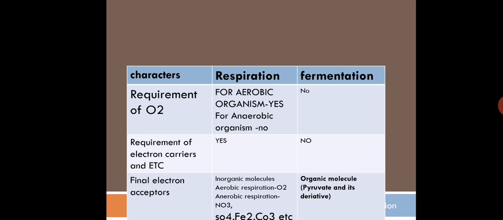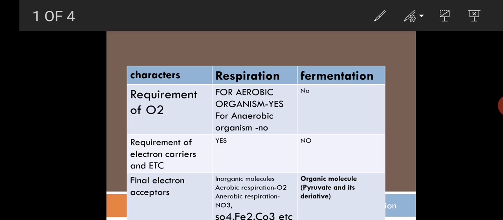You should remember that respiration is a metabolic process in which an organic compound acts as electron donor and an inorganic compound acts as electron acceptor. Whereas in fermentation, the organic compound acts as both electron donor and electron acceptor. Now we study different characteristics of fermentation and respiration and the differences simultaneously. In this slide, I have shown the difference between respiration and fermentation.